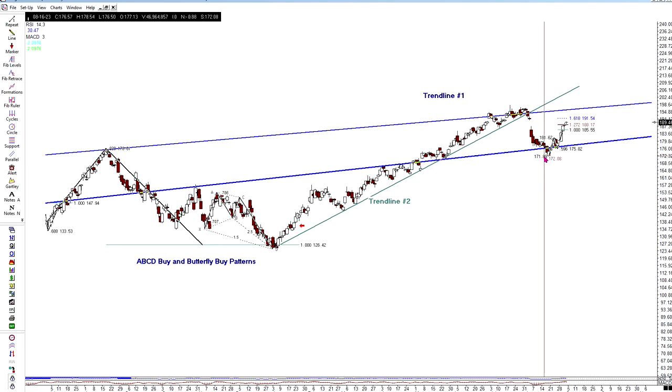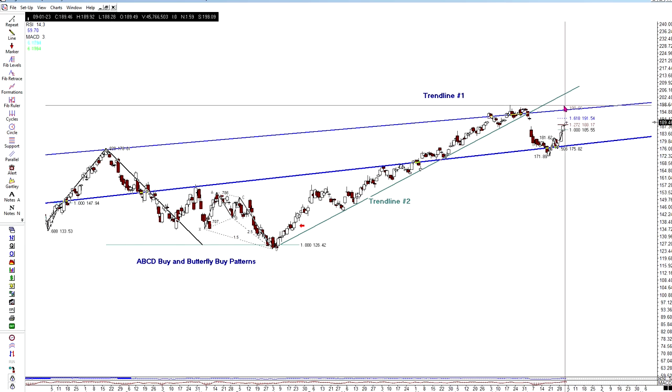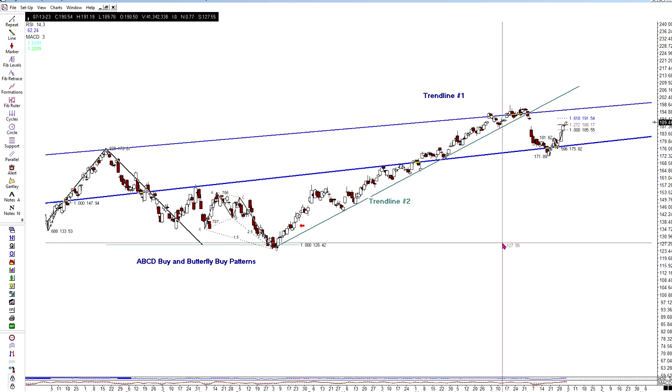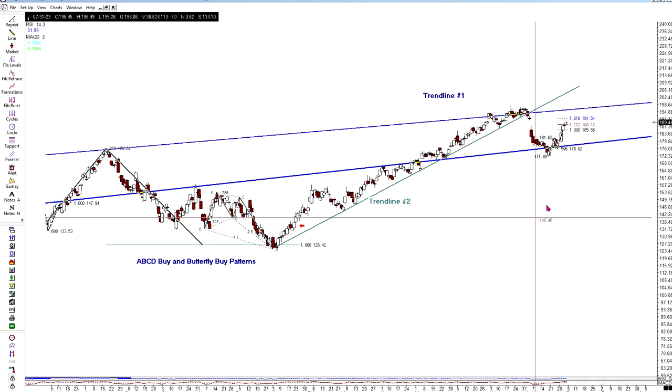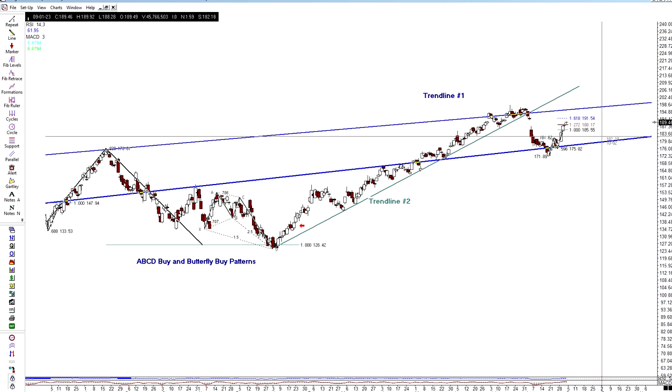These lows are going to be very important for Apple to hold. And then in order for Apple to really move to the upside again, it's got to be able to get above these highs. But this is a short-term sell pattern. The 1.618 is right into that gap area, and risk on a setup like this can be placed just above that trend line. So there's an example of a combination of classical technical analysis and the harmonic patterns.